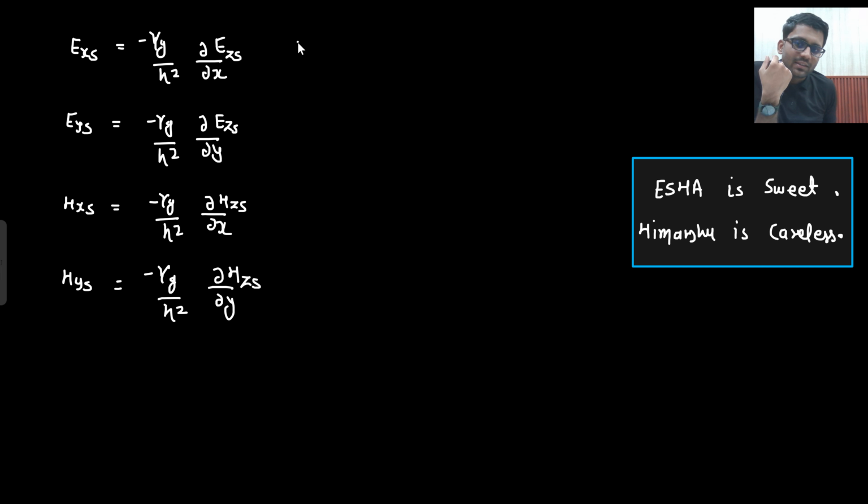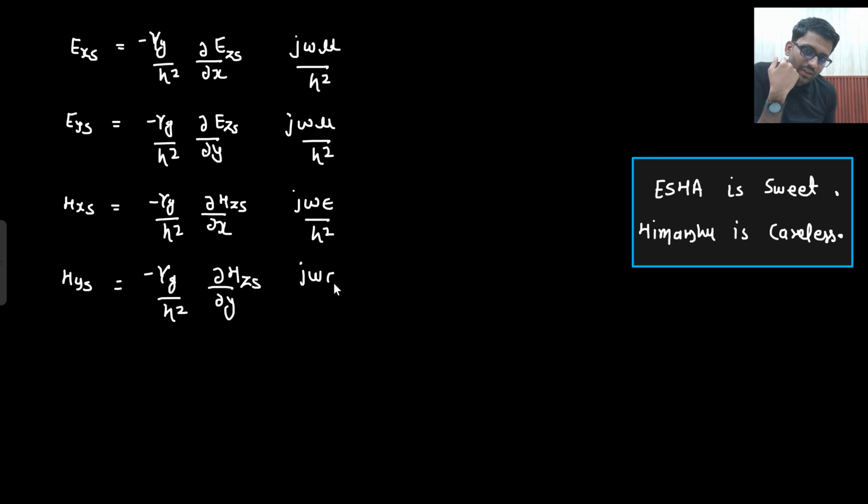Now here some term would come. What would that term be? J omega mu upon H square. Here also some term would come: J omega mu upon H square. Here the term would be J omega epsilon upon H square, and here the term would be J omega epsilon upon H square. But here the plus or minus sign you need to find.